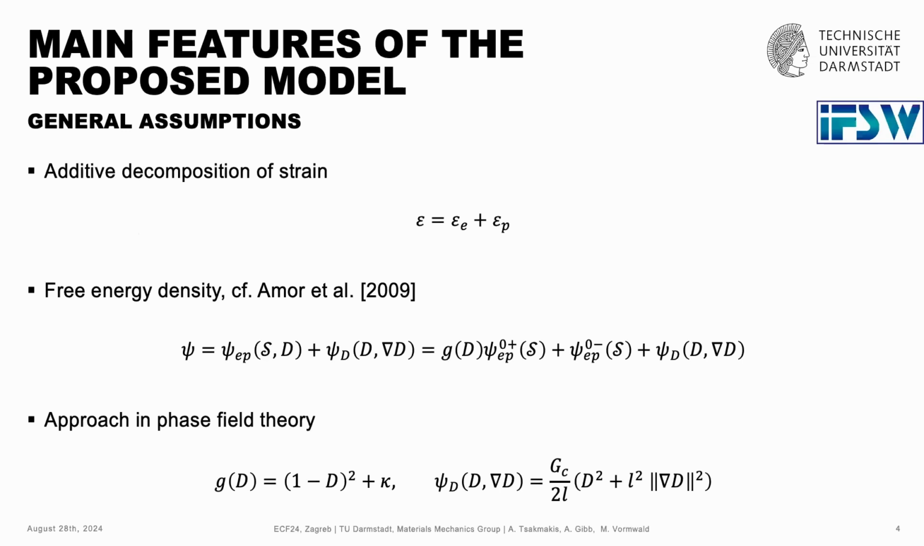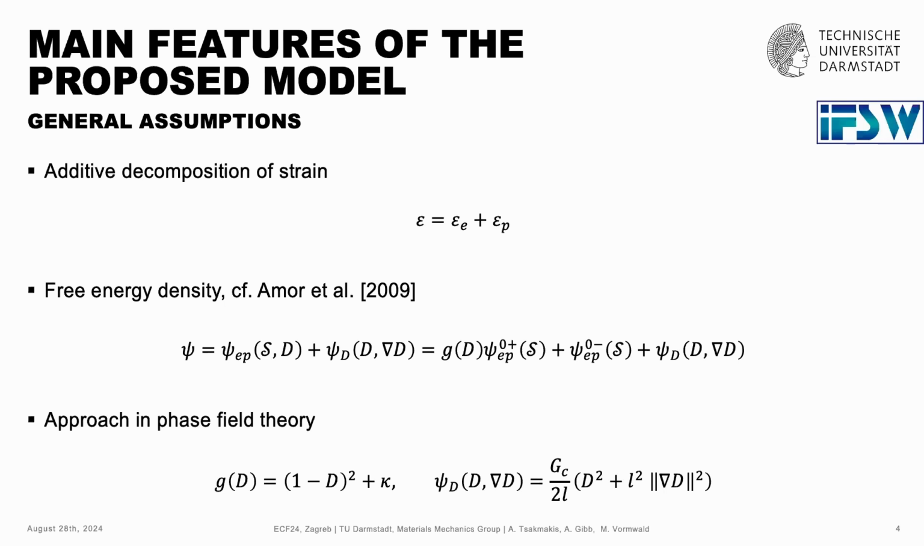Now, we're dealing with small deformations. We have, again, an additive decomposition of the strain into an elastic and plastic part. And we also have an additive decomposition of the energy into an elastic-plastic part and a damage part. The elastic-plastic part depends on a set of internal hardening variables and so on, and especially also on the damage variable. And as I said, we are dealing with a non-local model. So this damage dependent part is a function of the damage state and also of the gradient of the damage.